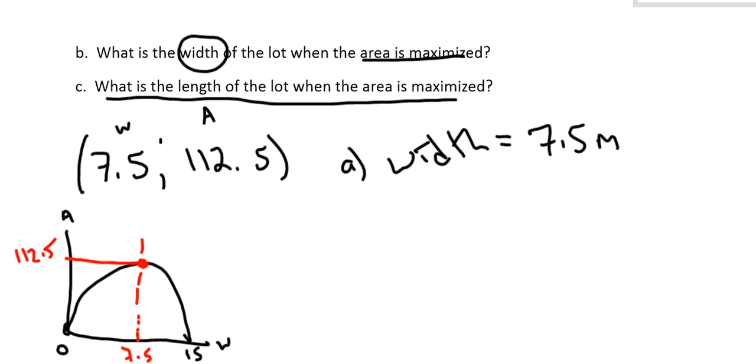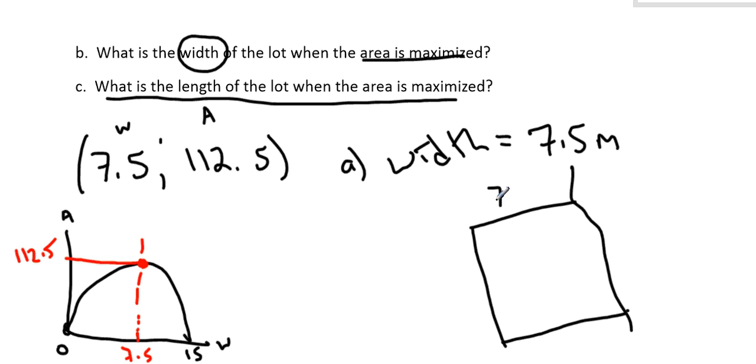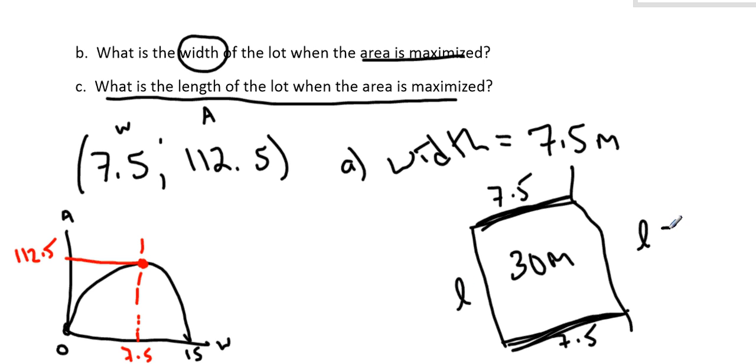Well, we were never given an equation involving length, so we're going to have to do a little bit of thinking here. And there's a couple different things you could do. Let's think about this diagram again. We now know that the width is 7.5, and we're looking for the length. So one thing we could do is remember that we have 30 meters of fencing, as told to us in the question. So if 7.5 meters is here, and another 7.5 meters is here, then whatever's left over must represent the length. So if you do the math on that, you discover that the length is 15 meters.